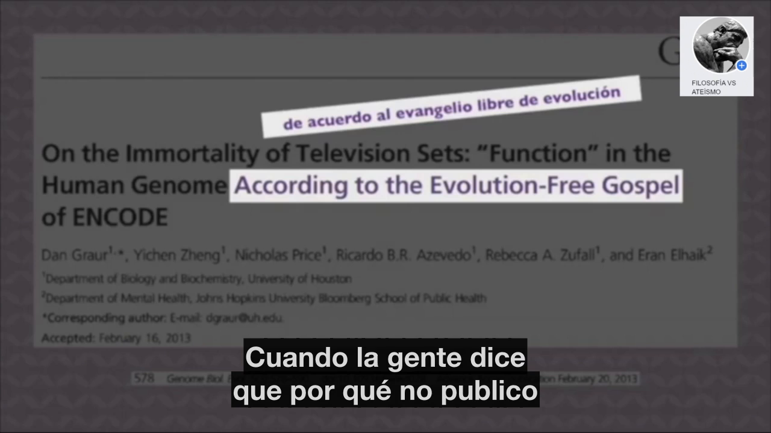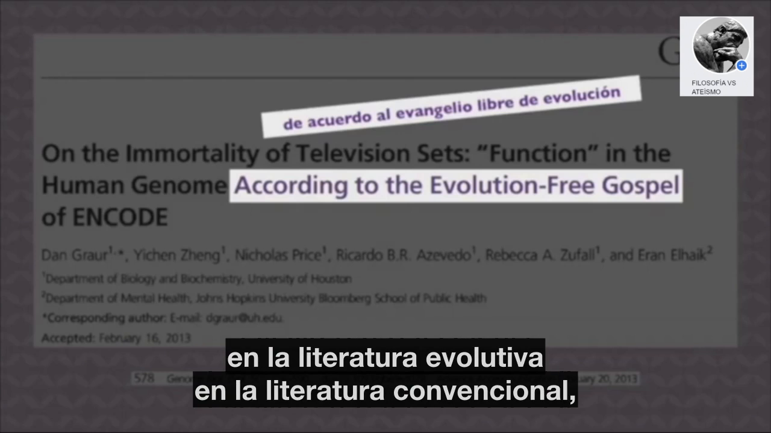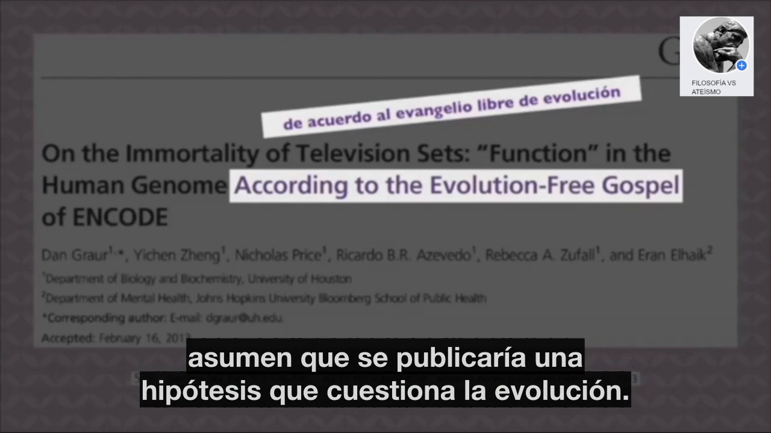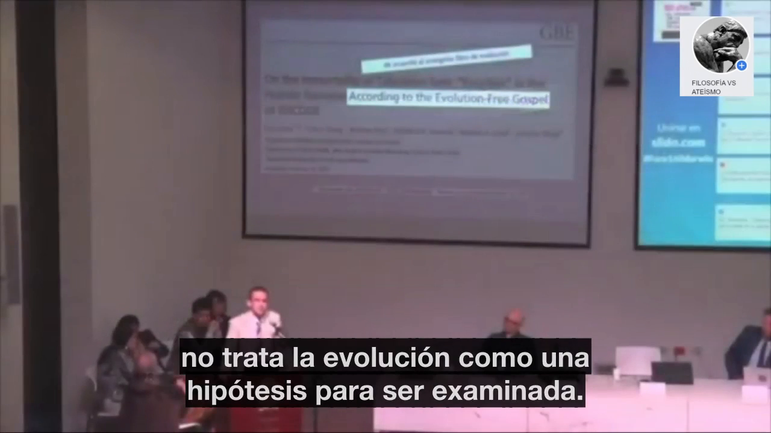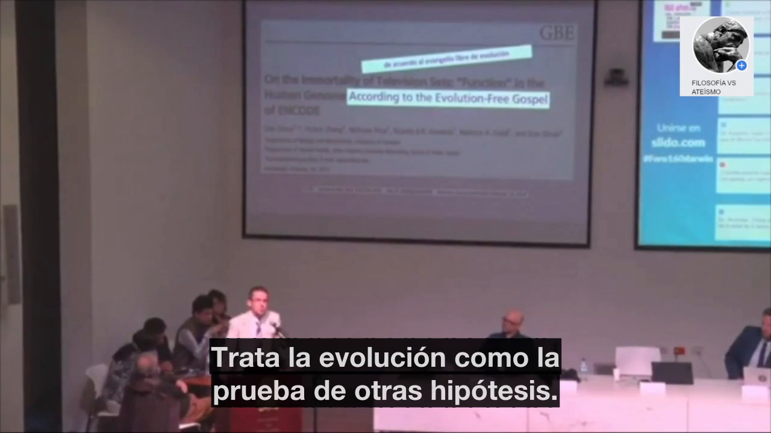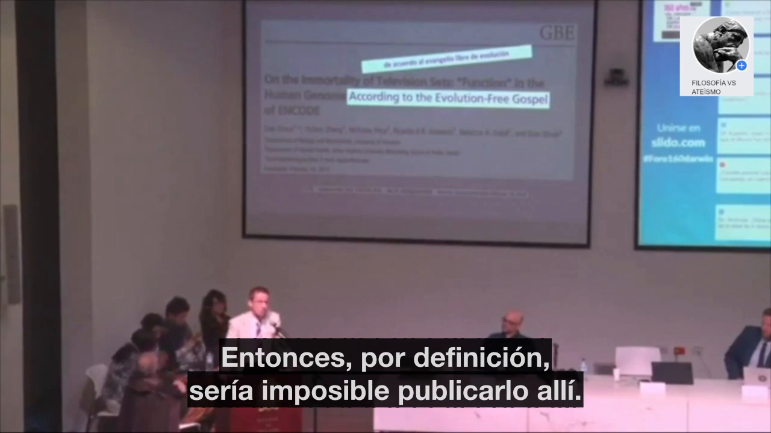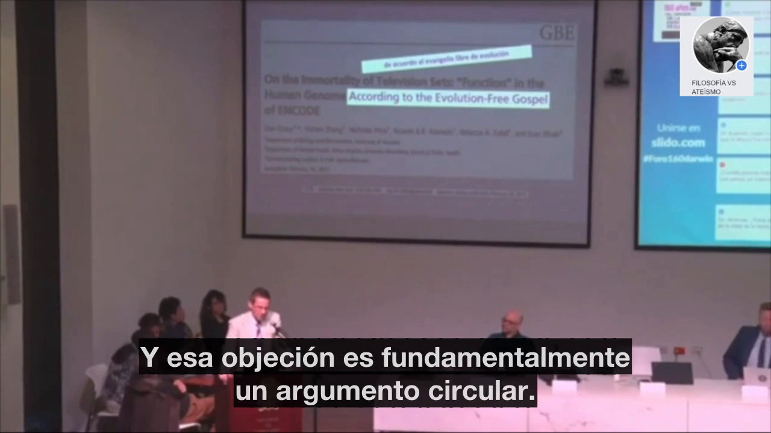When people say, why don't you publish in the evolutionary literature, in the mainstream literature, they're assuming that a hypothesis that questions evolution would be published. What I want you to see is that the mainstream literature does not treat evolution as a hypothesis to be tested. It treats evolution as the test of other hypotheses. So by definition, it would be impossible to publish it there, and that objection is fundamentally a circular argument.